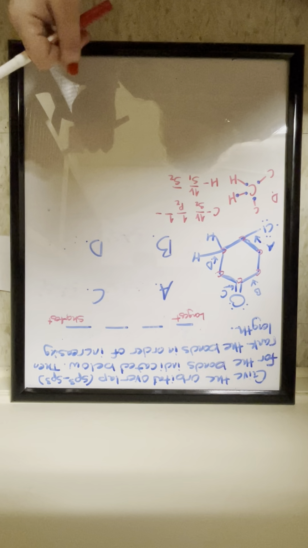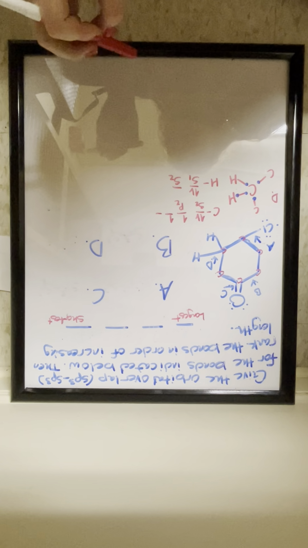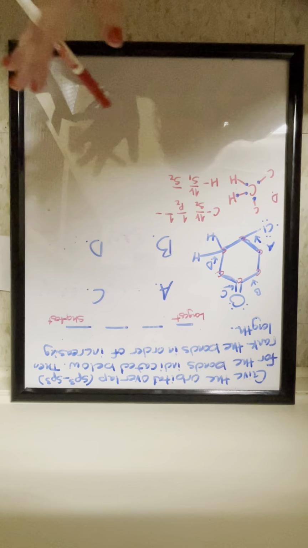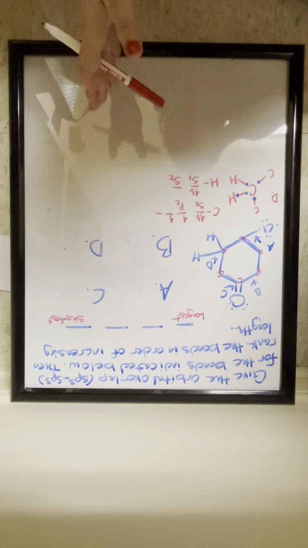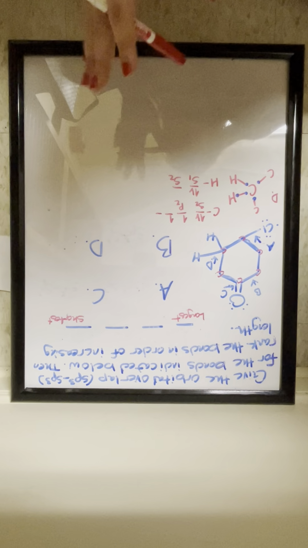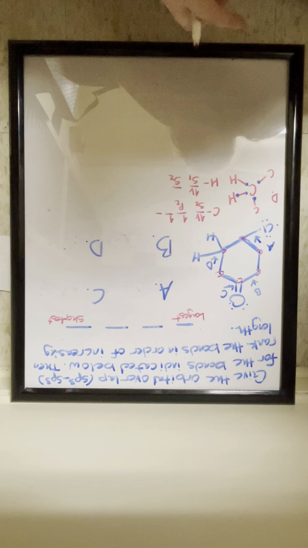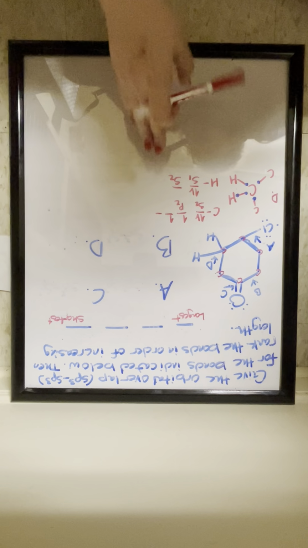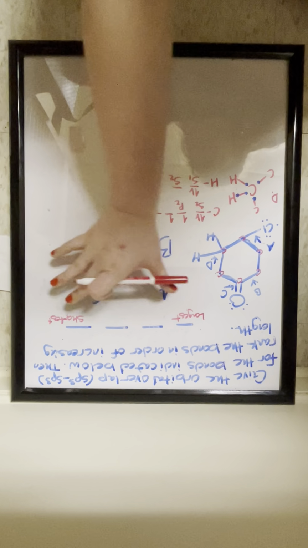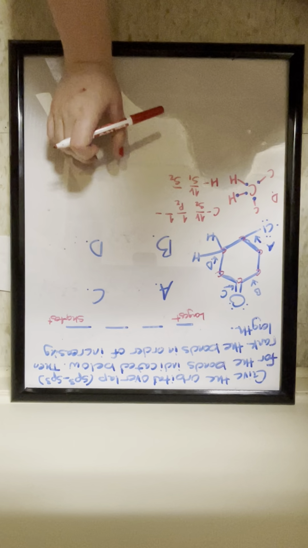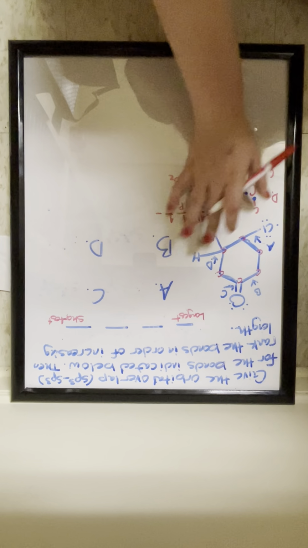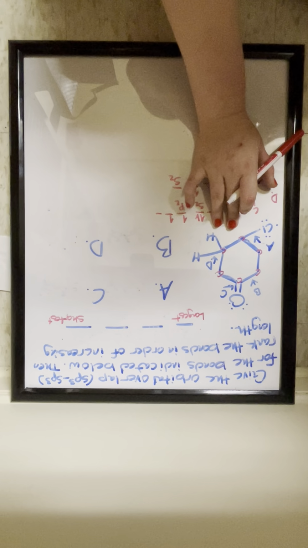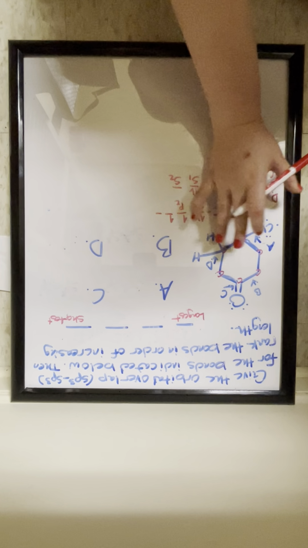So, our problem for tonight is: give the orbital overlap, sp3, sp2, s to s, that kind of overlap, for the bonds indicated below. Then rank the bonds in order of increasing length. I've got a little chart for the increasing length whenever we get there at the end, and our little answer right over here. And this is going to be the bonds that we're going through.